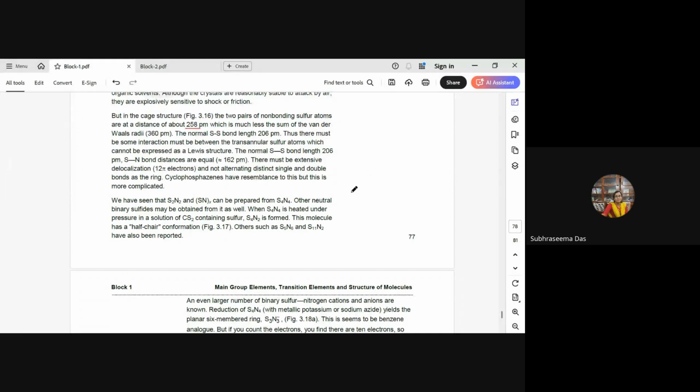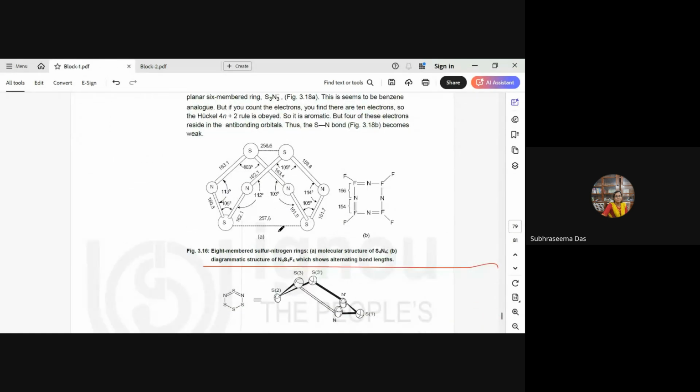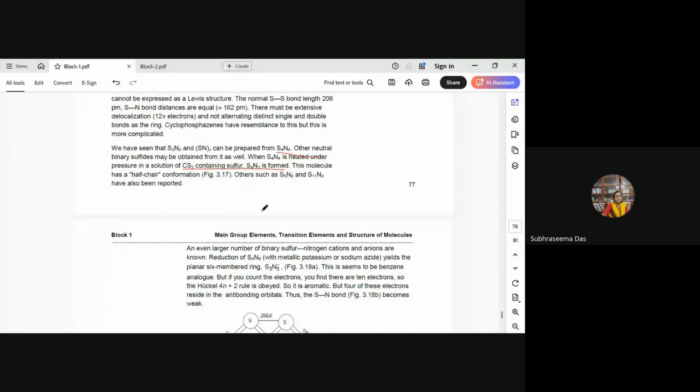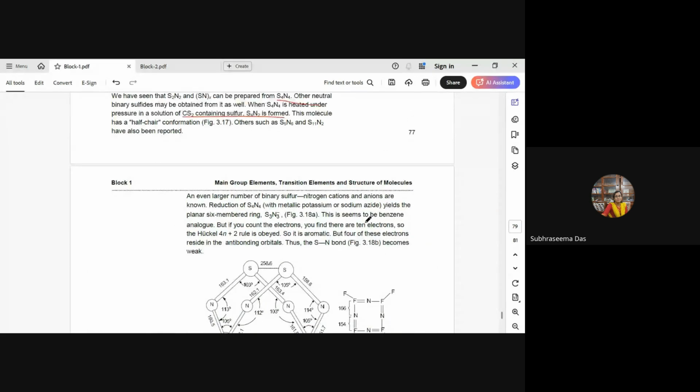Cyclophosphazines have resemblance to this, but this is more complicated. We have also seen that S2N2 and SN6 can both be prepared from S4N4. Other neutral binary sulfides may be obtained from it as well. When S4N4 is heated under pressure in a solution of CS2 containing sulfur, then S4N2 is formed. Figure 3.17b shows the molecular structure of S4N2.